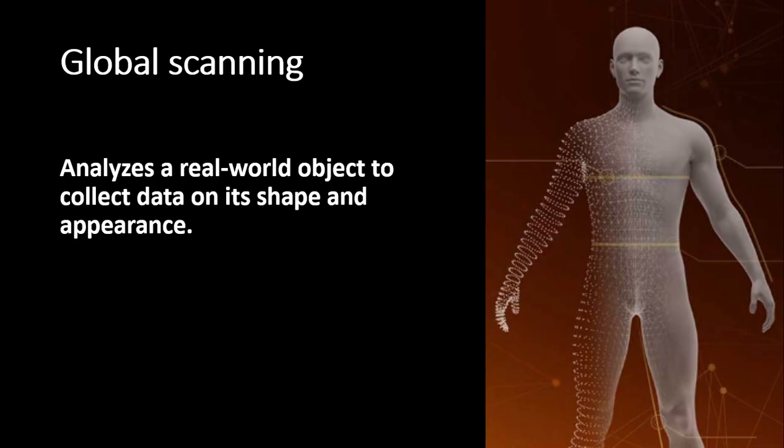What do we mean by global scanning? We are analyzing a real-world object to collect data on its shape or its appearance. This is step number 1, and it is a very important step to take the overall view, collecting some information about the object, about the human, about the pedestrian, to use it afterwards in the analysis.